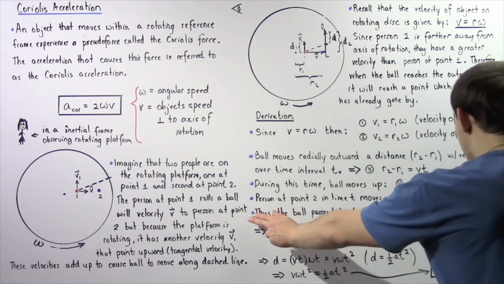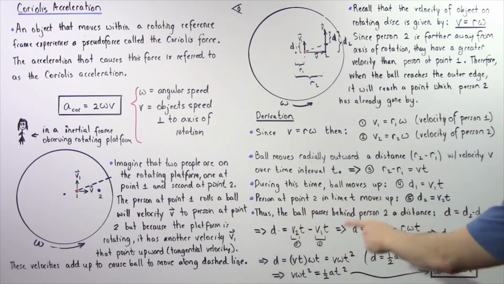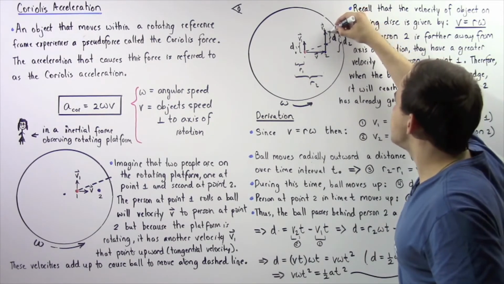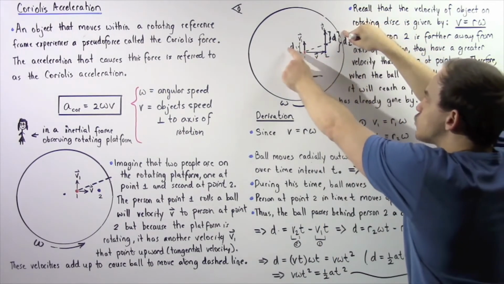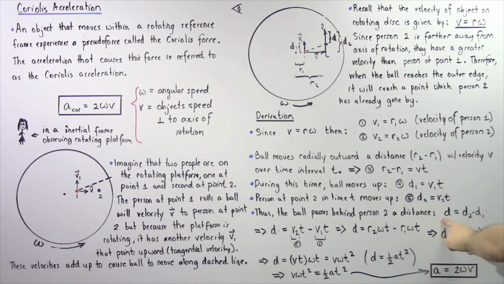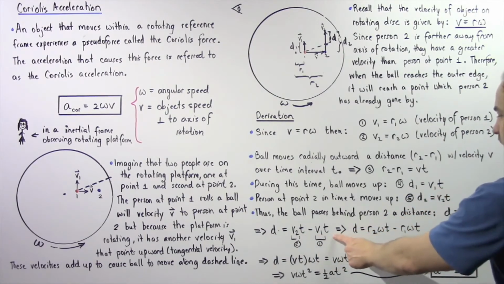So finally, let's move on to the final several steps. We see that the ball passes behind person 2 a distance of d, which we now want to find. To find this distance, we take distance d2 and subtract distance d1. That will give us this remaining distance. So d is equal to d2 minus d1. Now we know from equation 4 and equation 5 that d2 is equal to v2 multiplied by t, and d1 is equal to v1 multiplied by t. So d is equal to v2 multiplied by t minus v1 multiplied by t.